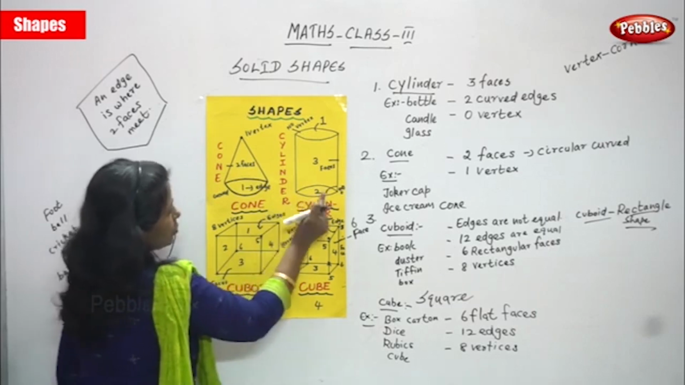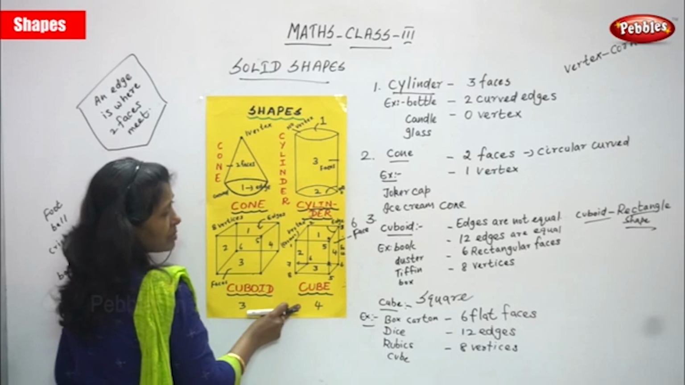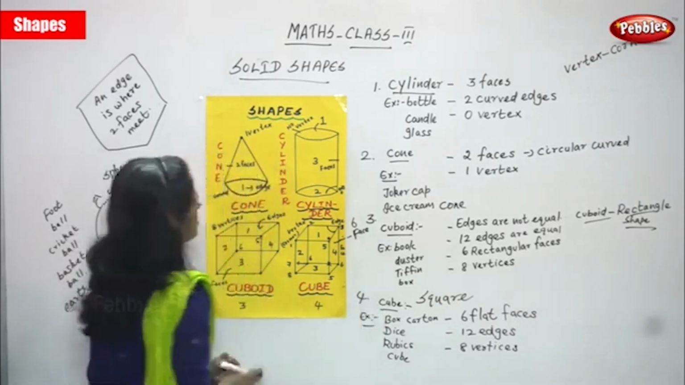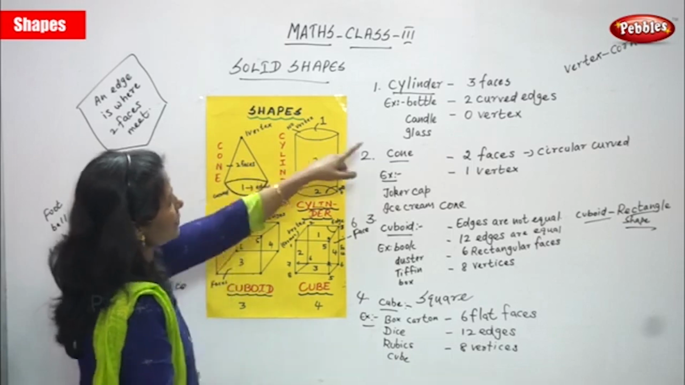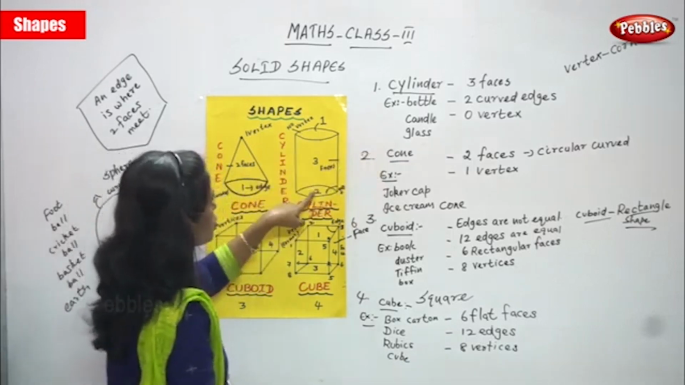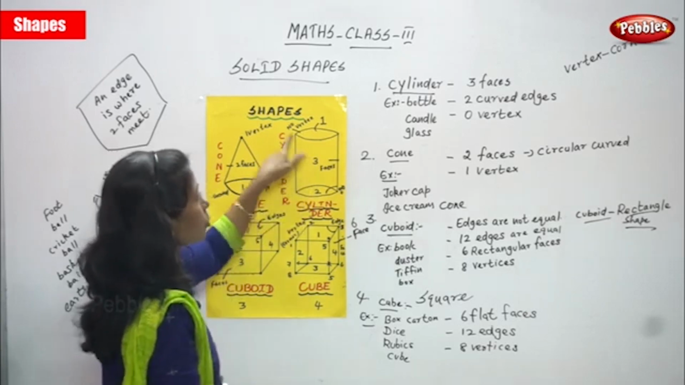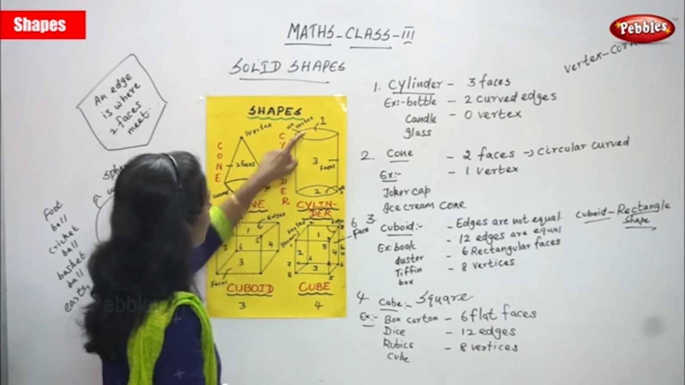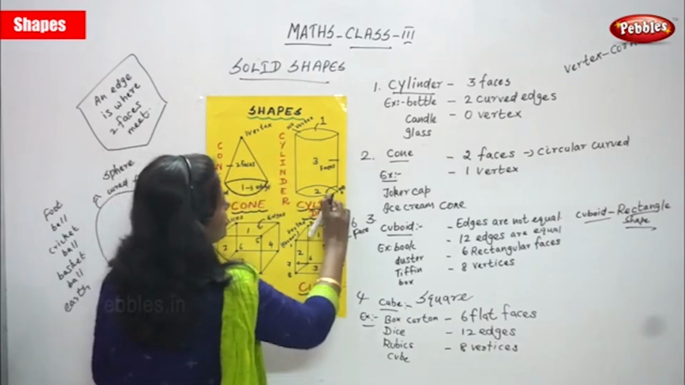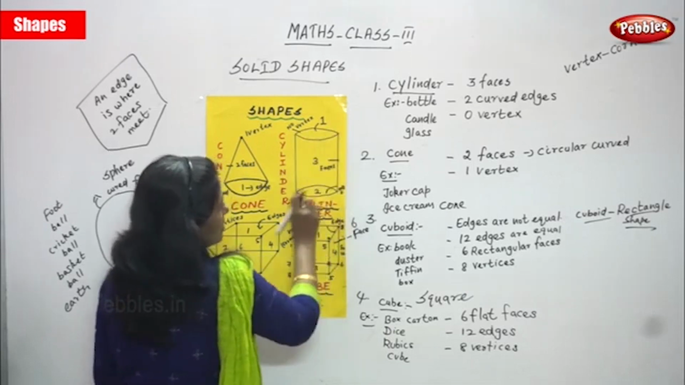So the first one is cylinder, the second one is cone, another one is cuboid, next one is cube. And for cylinder, you know the examples I told you: bottle, candle and glass. How many faces? 1, 2 and 3 faces. And vertex means 0 vertex because no corners. How many curved edges? This is one curved edge and this is another curved edge.